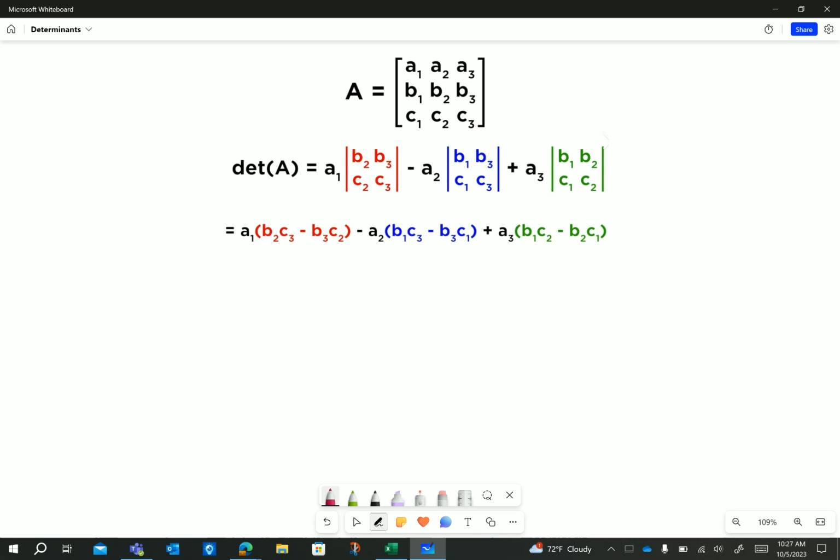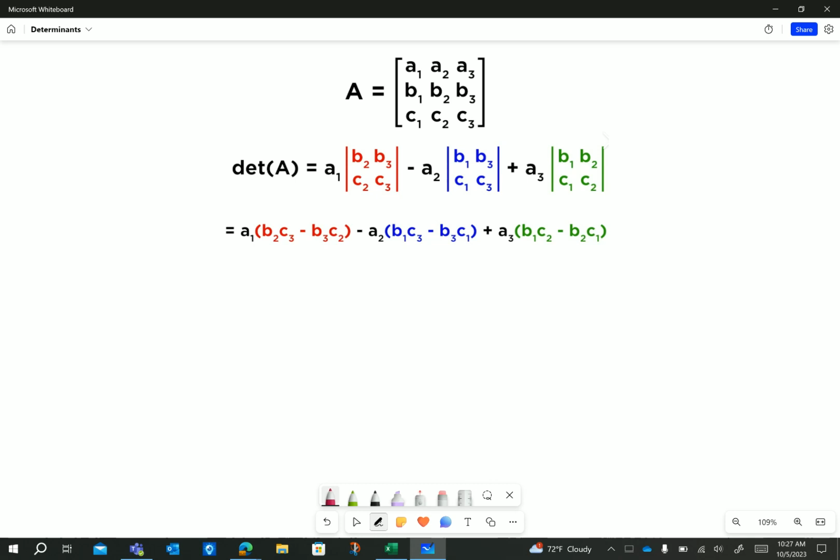This is a lot of noise, but it means something very, very simple. You are basically going to do determinants 3 times. So here's your 3 by 3 matrix. Notice how the elements are all named. The first row is elements A1, A2, A3. Second row B1, B2, B3, and so forth.